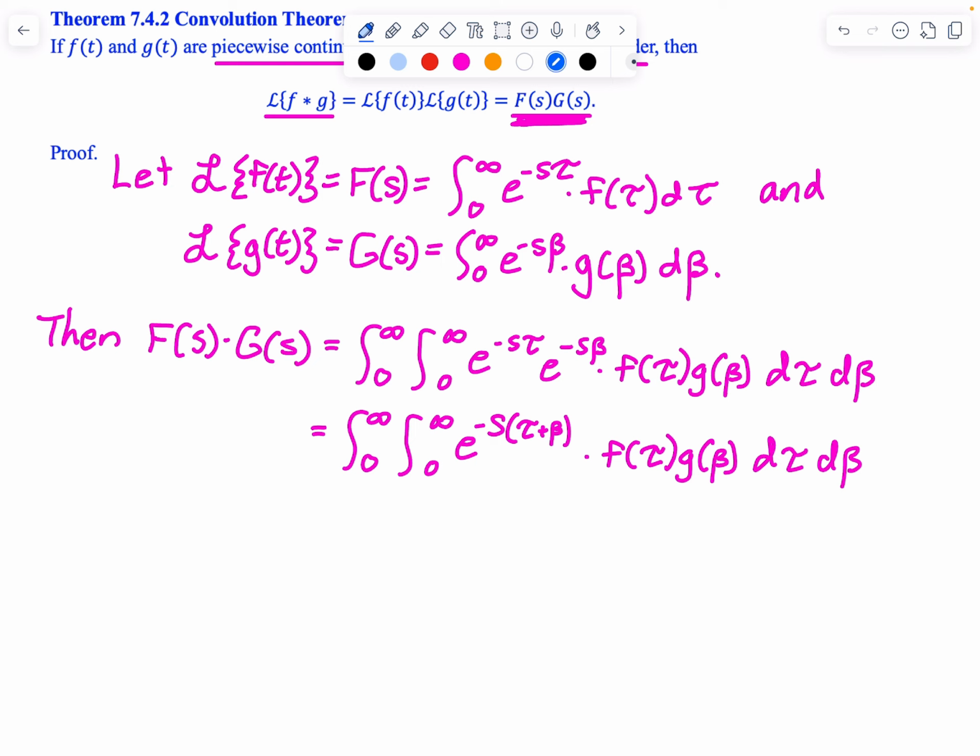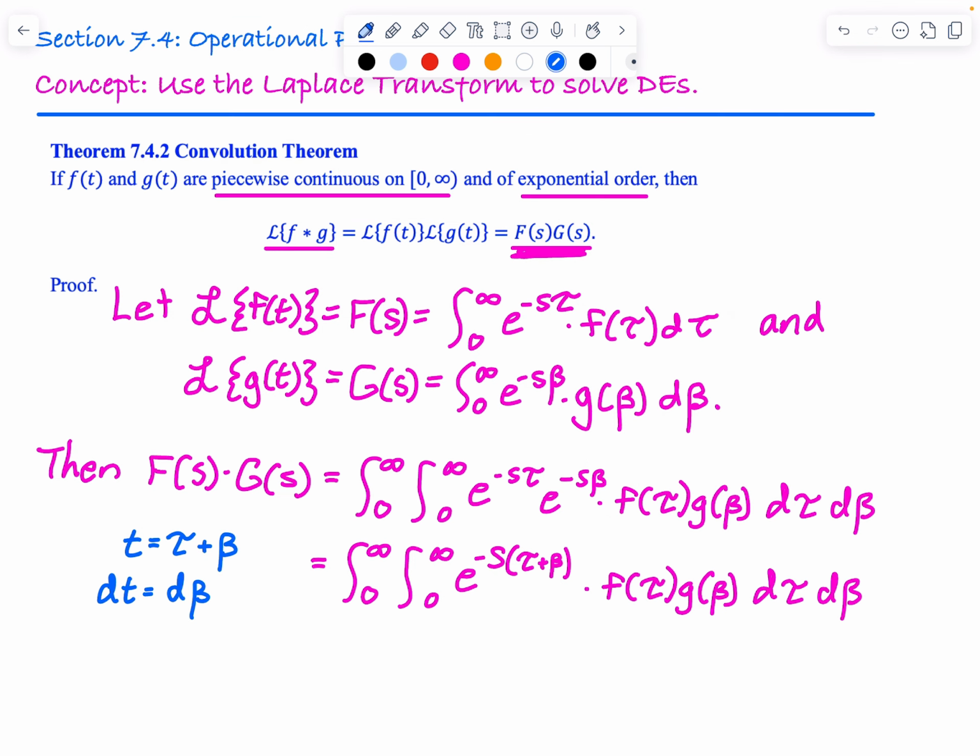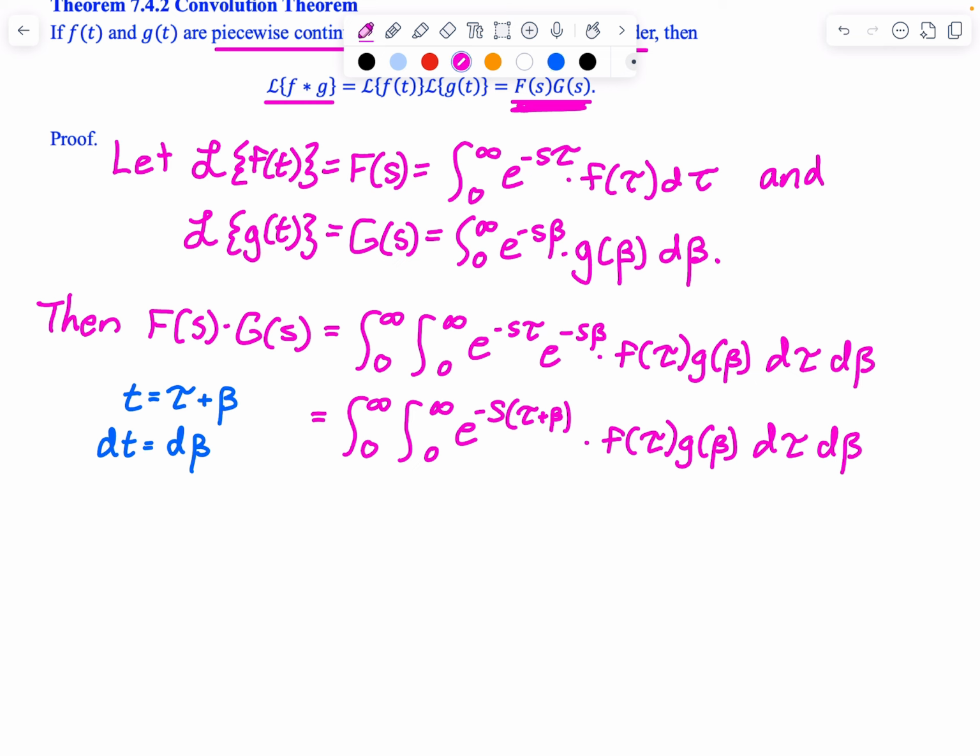All right, so it would make sense then to do some substitution, little t, and we're going to let that be tau plus beta. If I have that, then dt, and I could pick either one here, but I'm going to pick d beta for this. So we're going to use that first, and we'll let the tau go on the outside. I can flip them because they're piecewise continuous and of exponential order.